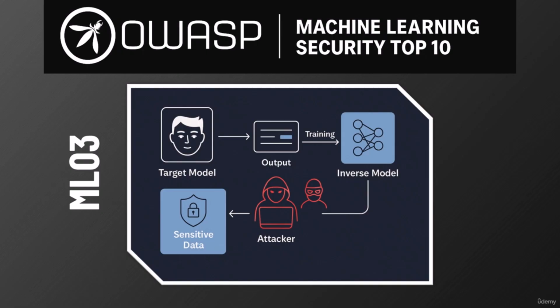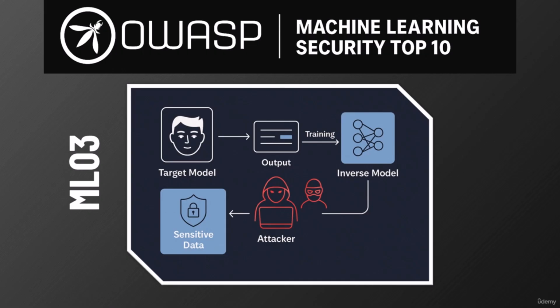Model inversion attacks involve an adversary using the output of a target machine learning model to train their own model, one that tries to reconstruct the original input data. By effectively reversing the function of the target model, the attacker can infer what types of data were likely used to produce certain outputs, hence the name inversion. These attacks become especially dangerous when the original inputs contain private or sensitive information.